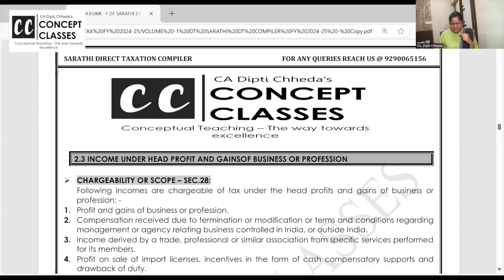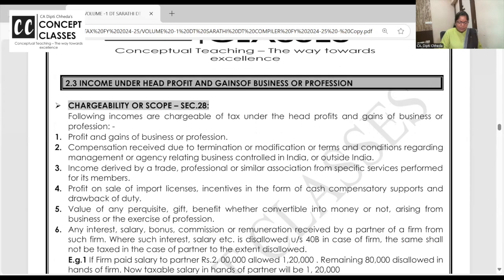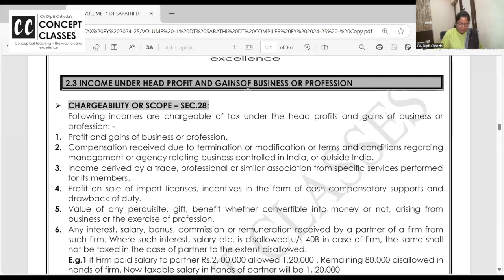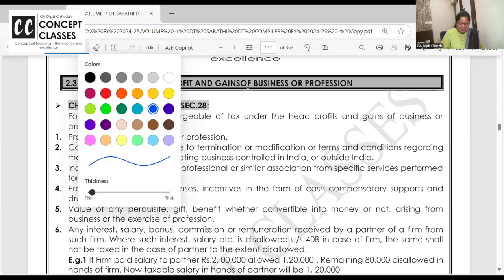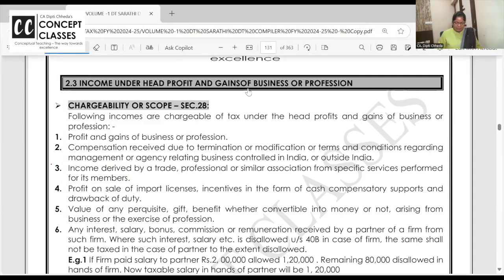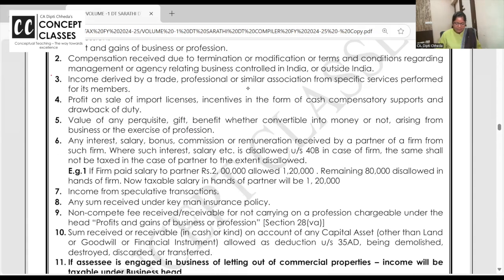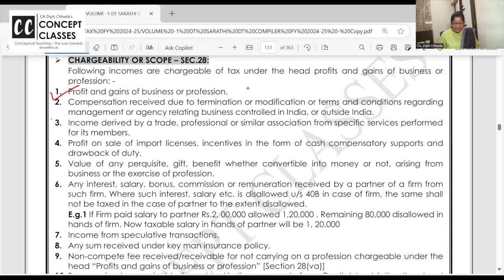Okay, here we are. The chargeability section says that if you are doing a business or you are a professional, then whatever income you get is going to be taxable here. So profits and gains will be taxable here. Other than this, some other incomes are also taxable.